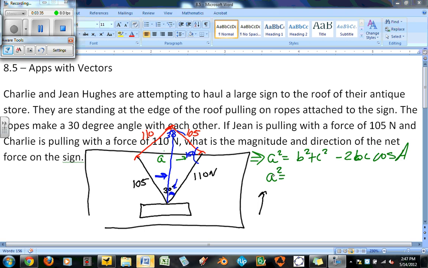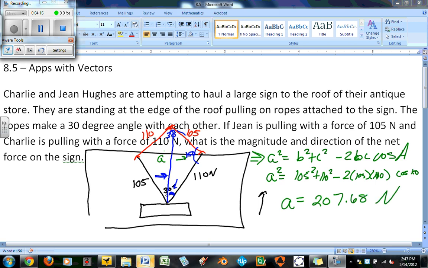So a squared equals my other two side lengths, so 105 squared plus 110 squared minus 2 times 105 times 110 times the cosine of our angle, so cosine of 150. We type that all into our calculator. We make sure that it's in degrees, because of that. And then we take the square root at the very end, and we get that this vector, or the side length, has a length of 207.68 feet, or newtons, sorry.